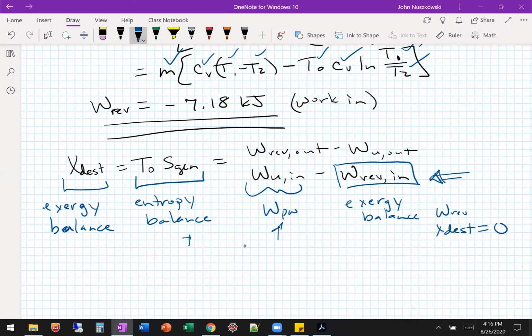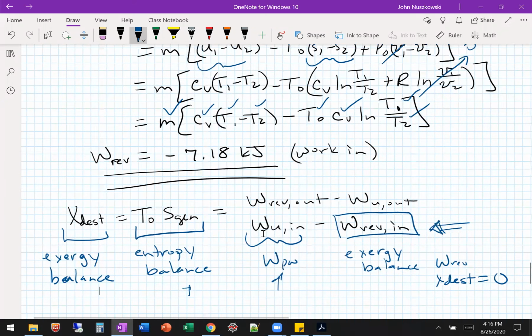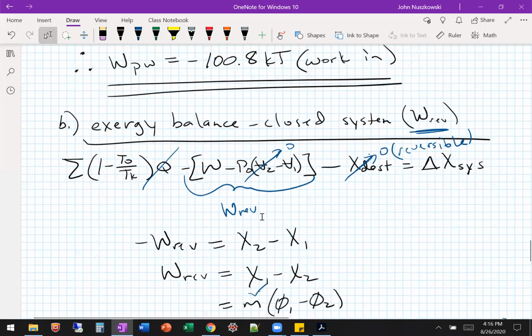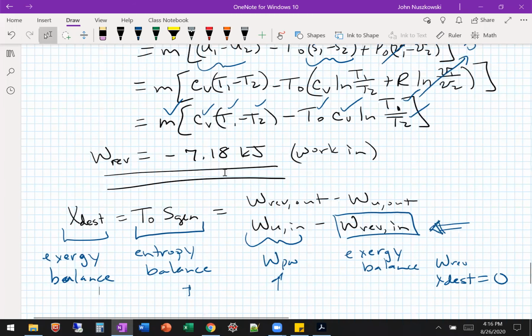And subtracted the X destroyed from the work useful, which is the paddle wheel work, and we would have got the reversible work in, right? So it's got three ways to solve it too, right? We already have enough to even solve for X destroyed now, if we needed to. 100.8 minus 7.18 would get us the X destroyed, the amount of wasted work potential during this process. Okay.